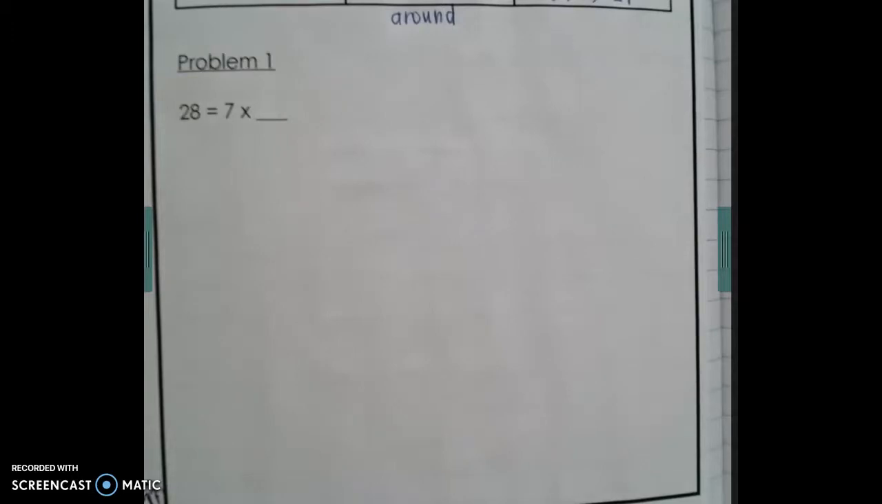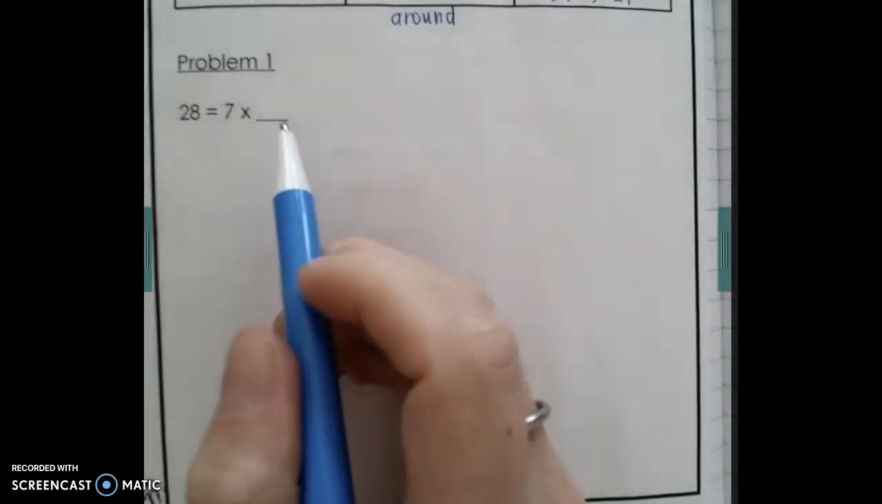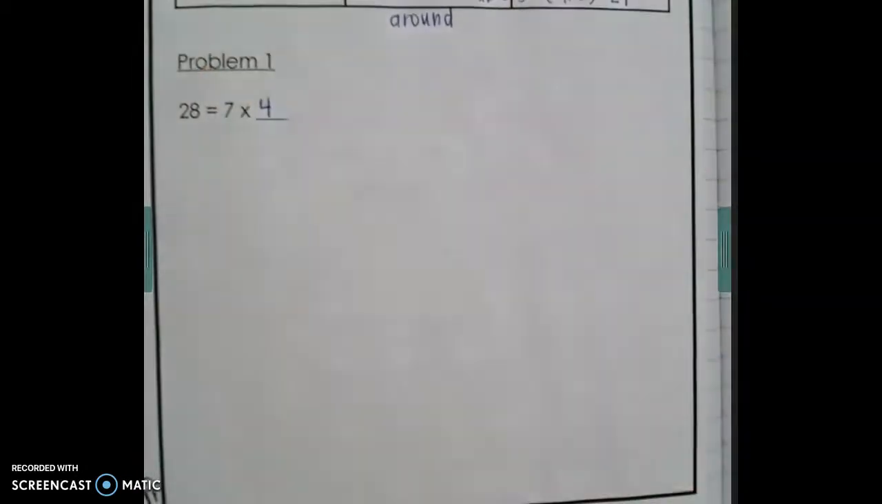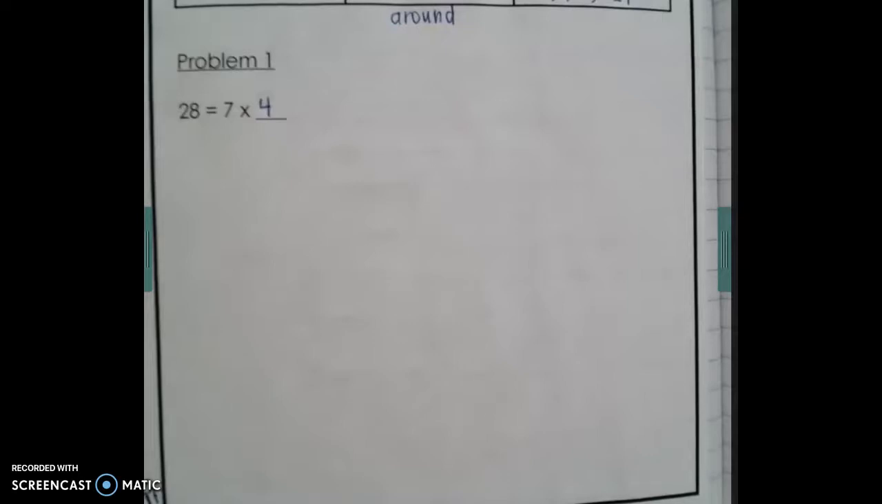Okay, so here I have 28 equals 7 times blank. So what would be my unknown factor? What would fit in here? It would be 4, right? 7 times 4. And how do we know that? Well, if you know your 4 facts, skip counting by 4, I can write them on the side. I know dividing 28 by 7, I get 4.